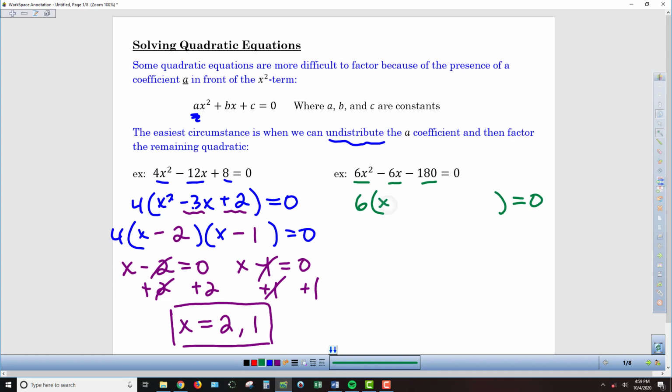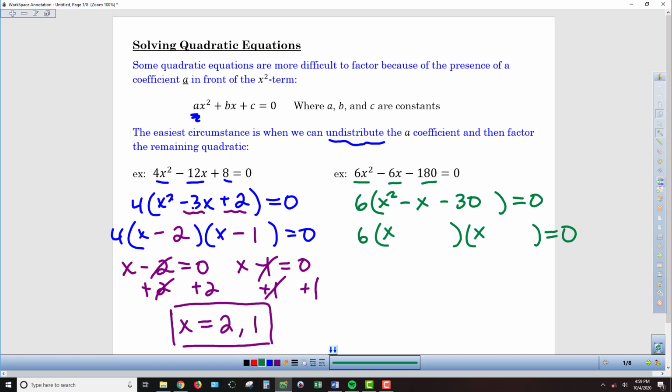So 6 times x squared gets me back to 6x squared. 6 times negative x gets me back to negative 6x. And then if I divide 180 by 6, we're going to get 30. So it's going to be a minus 30. 6 times negative 30 would get us back to negative 180. And so now, again, I'll keep the 6 around there, but it really plays no part because I'm just going to factor the remaining trinomial with just the x squared out front.